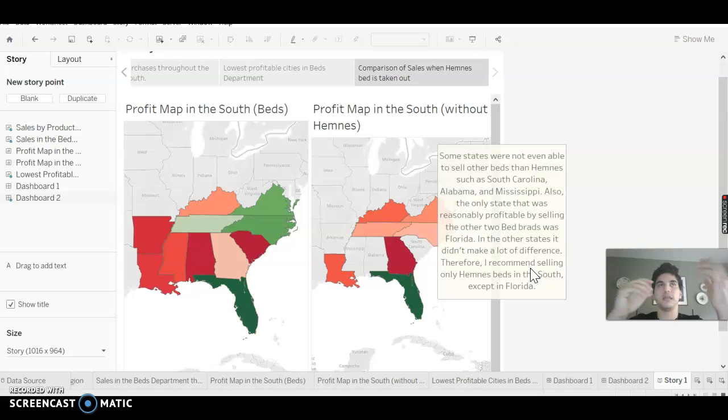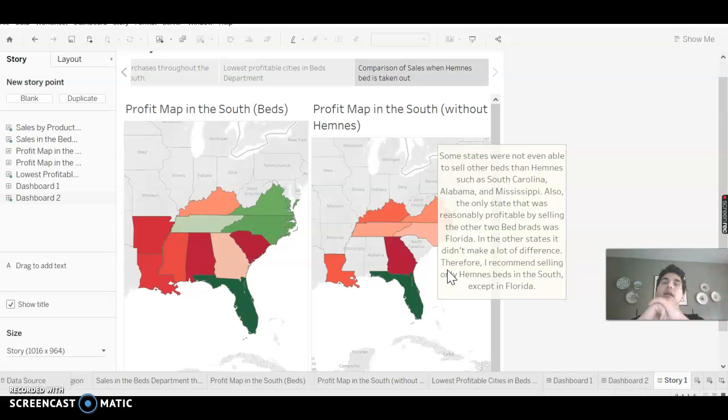So, in short, what I'm trying to say here is that the company does not make a lot of profit selling beds other than Hemnes. And I would suggest, especially in the South, to focus only on selling Hemnes in all these states. But in Florida, they can sell the other two since they bring reasonably good profits to the company. So in the other states, just focus on selling the Hemnes bed, marketing well, and getting rid of the other inventory, probably sending it to Florida or other states in the U.S. that are selling the beds well.